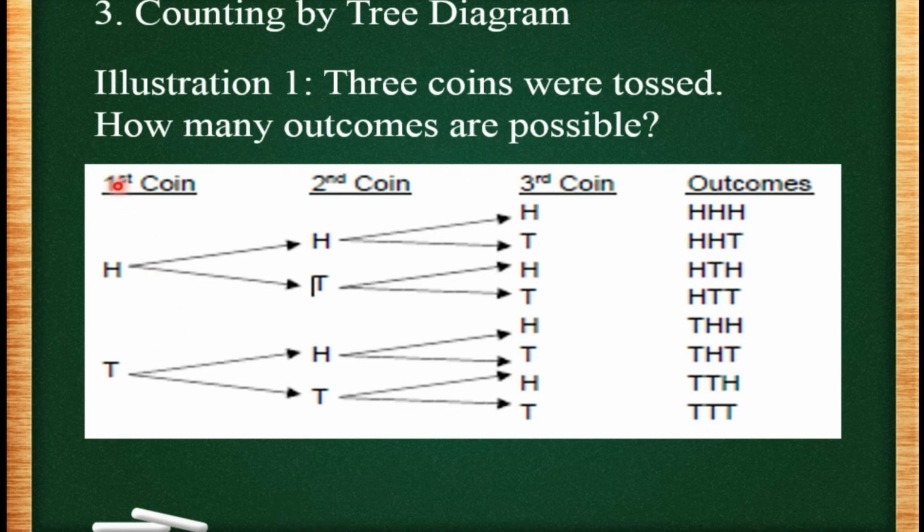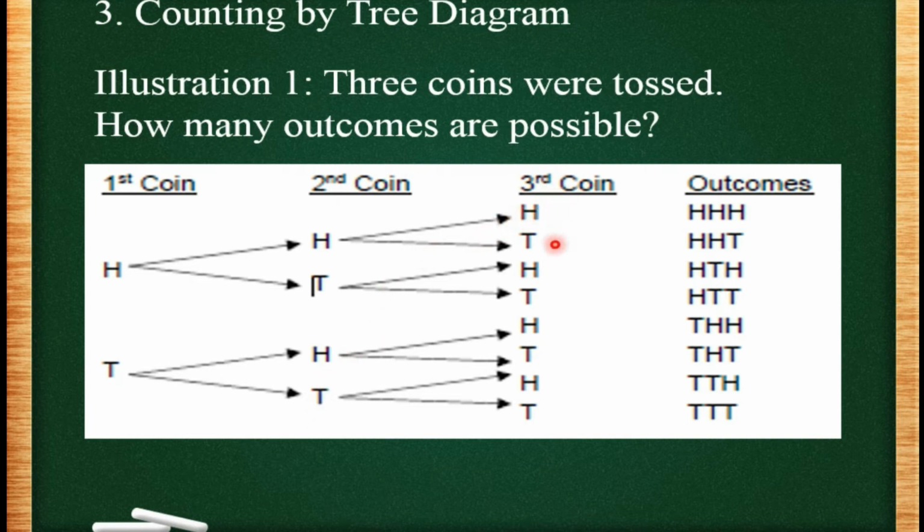So, you have the first coin. There are 2 possible outcomes, a head and a tail. For the second coin, the same thing. You toss a coin, it could come out head or tail. However, it is possible that the head of the first coin will combine with either head or tail. And the same thing that the tail would combine with either head or tail.